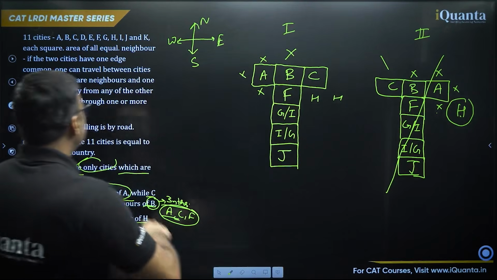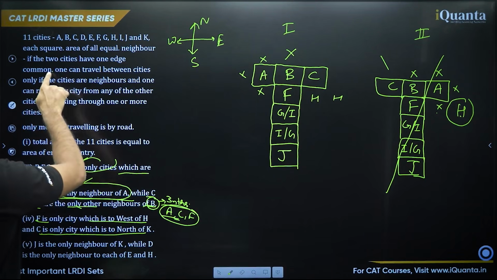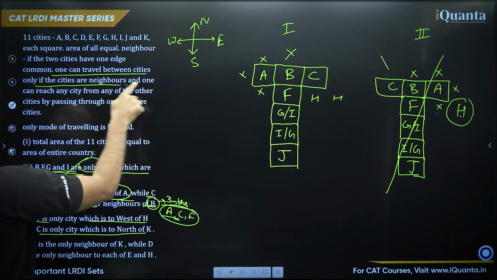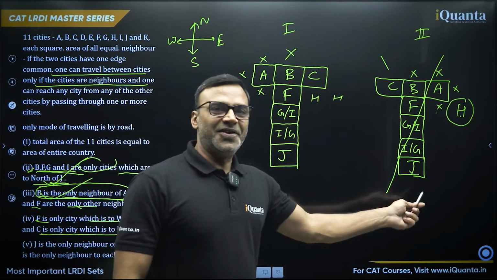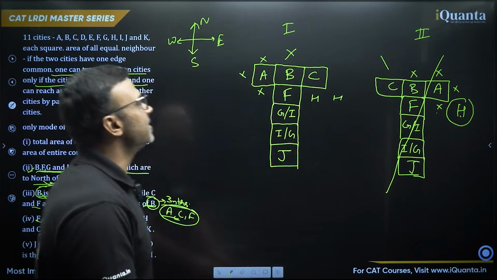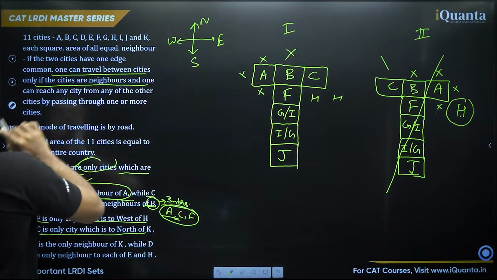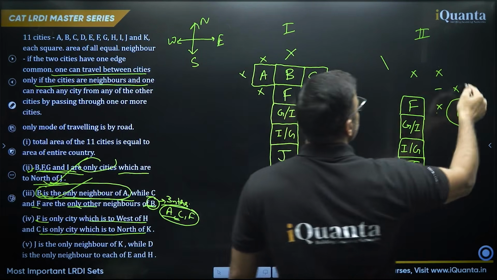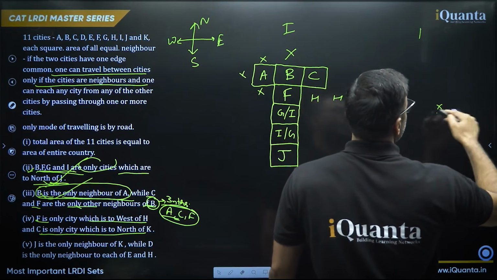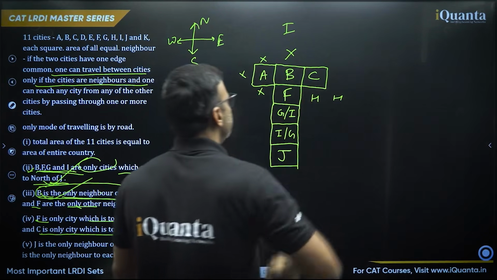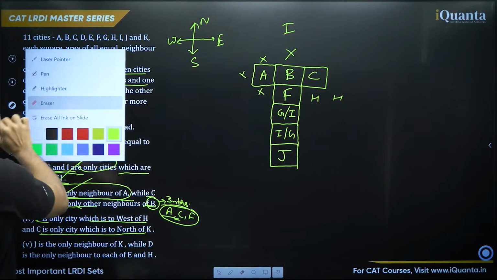Wow. See, the traveling has to be possible, right? One can travel between cities only if the cities are neighbors. And H cannot be connected with the network now for case 2. So case 2 is completely invalid. Nice. So now what we'll do, we'll simply remove this, right? Okay, so now we have only one case. Let's see whether it gives us the perfect situation or not.